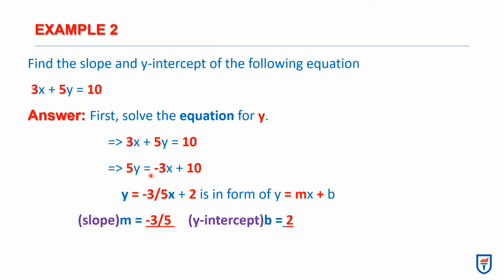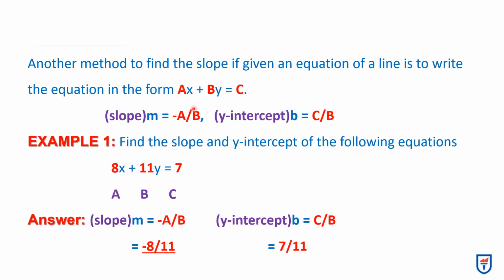Now the equation we have is in the form of y is equal to mx plus b, so we can simply pick up our slope. The slope is the m that is attached to an x, so the slope of this equation is minus 3 divided by 5. And our intercept is the constant b. The constant in our equation is 2, so our y-intercept, which is the value of b, is 2.